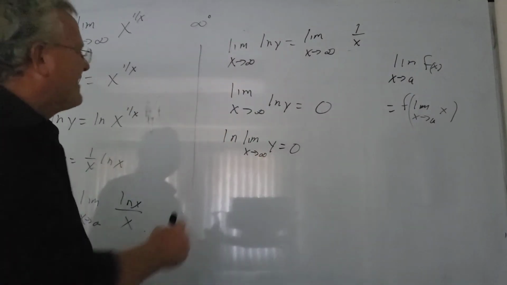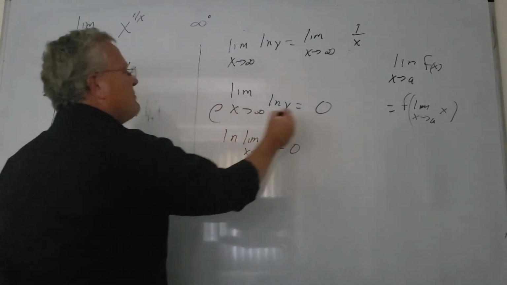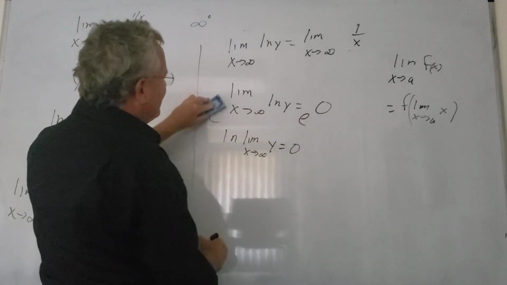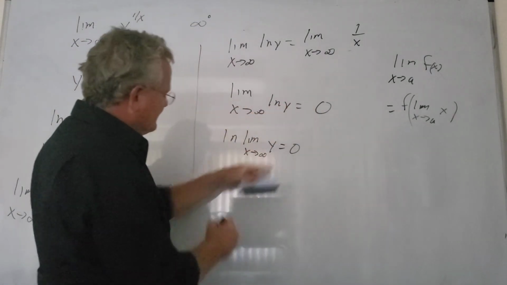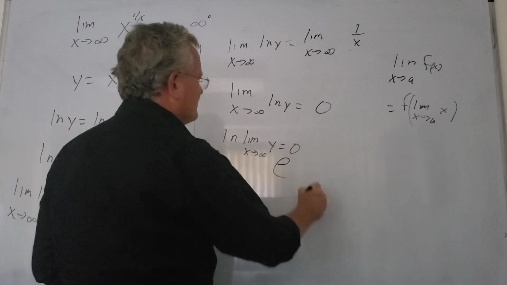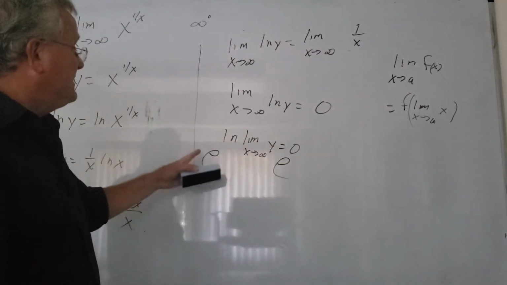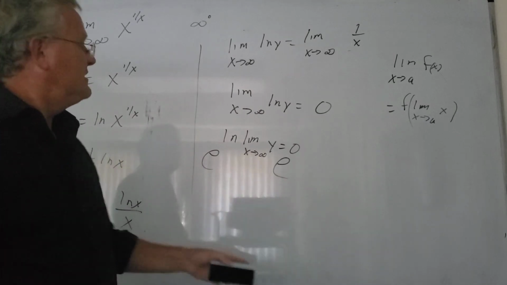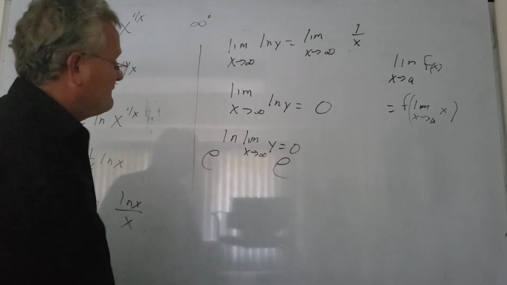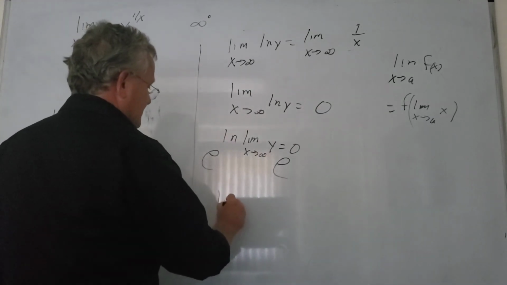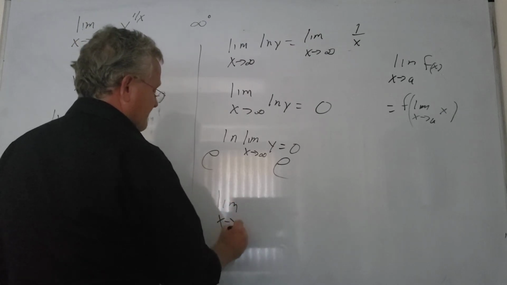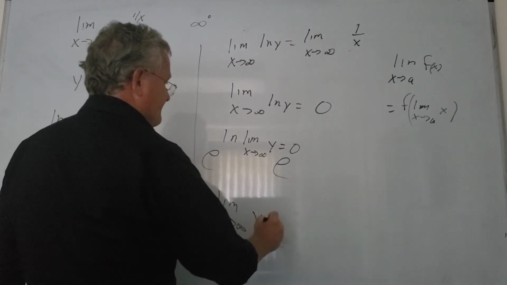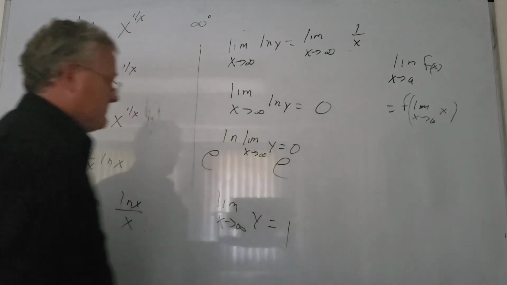It really doesn't matter. I could do e raised to both sides here, but technically we want it in this form, e raised to both sides. Why? Because e raised to the natural log of a is a. So e raised to the natural log of my limit is just the limit as x goes to infinity of y. E to the 0 is 1.